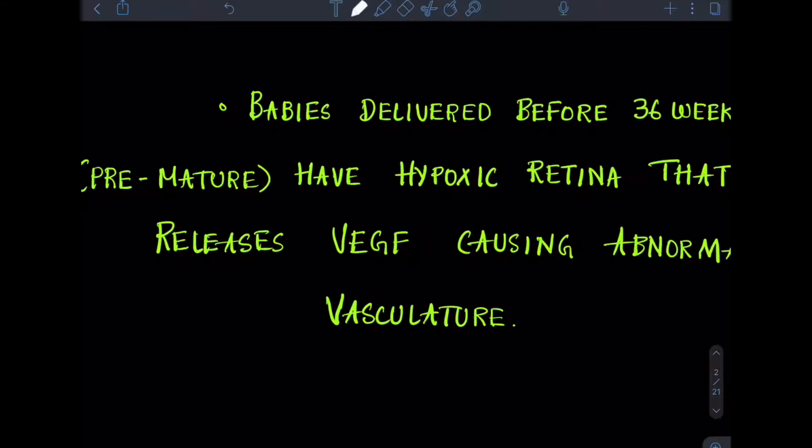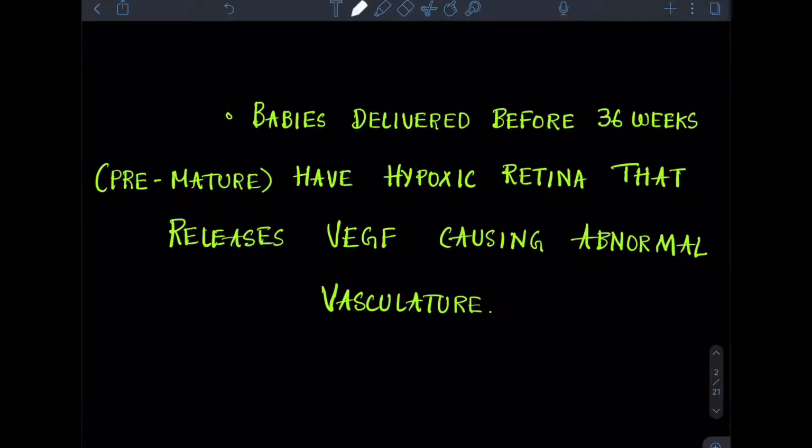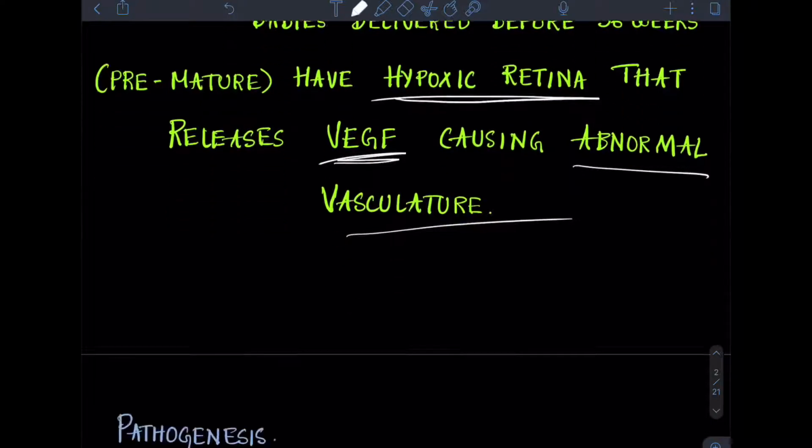Now, in the babies who are delivered before 36 weeks, that is the premature, they have immature retina. That is, most of the retinal part is avascular. That is, the retina is hypoxic. This hypoxic retina will in turn produce large amount of VEGF, that is vascular endothelial growth factor, causing abnormal vasculature.